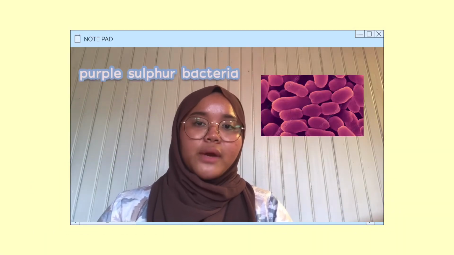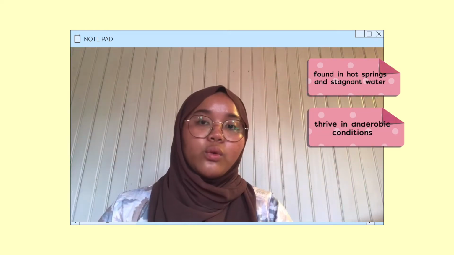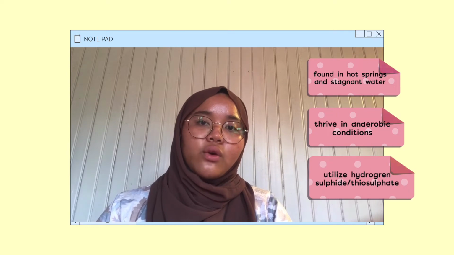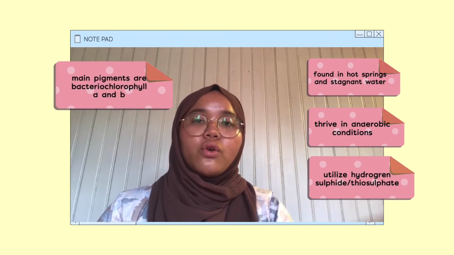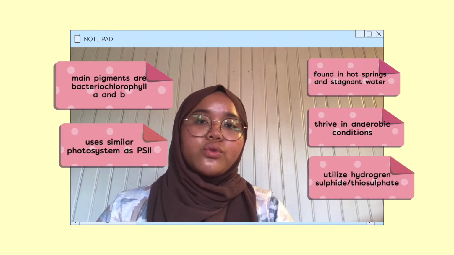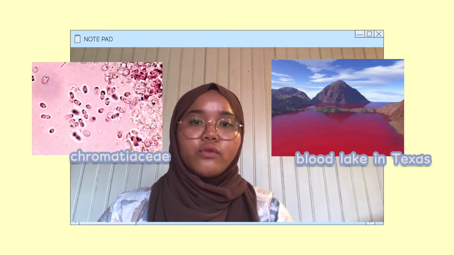Purple sulfur bacteria are found in hot springs and stagnant water, and they also thrive in anaerobic conditions. They utilize hydrogen sulfide or thiosulfate as a reducing agent. The main pigments are bacterial chlorophyll a and b, and they also use a photosystem similar to PS2. For example, the bacteria Chromatium, which gives the blood lake in Texas its blood-like color of water.